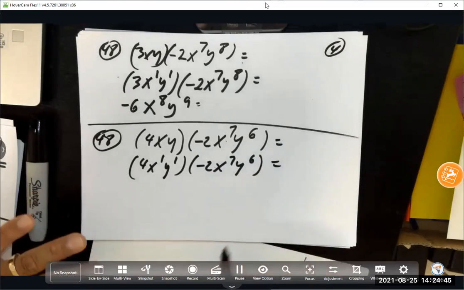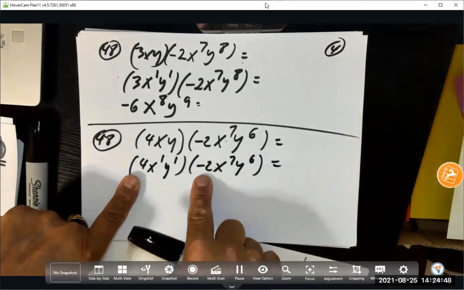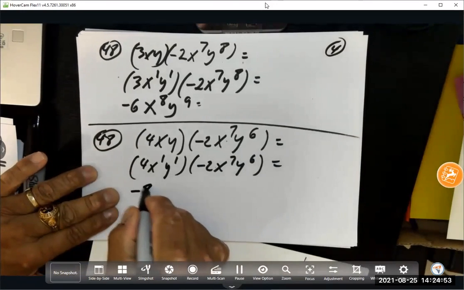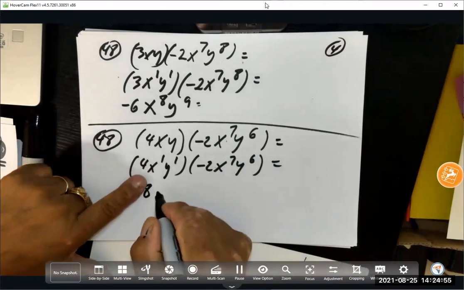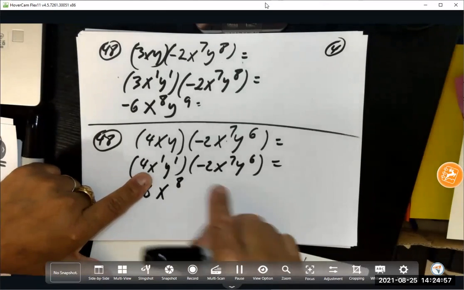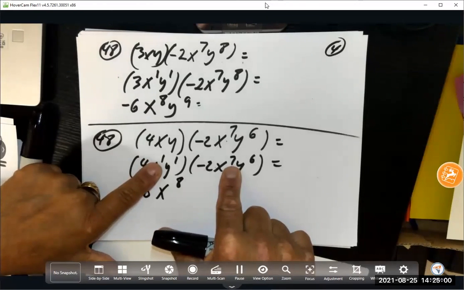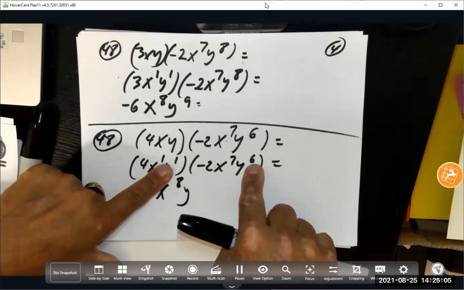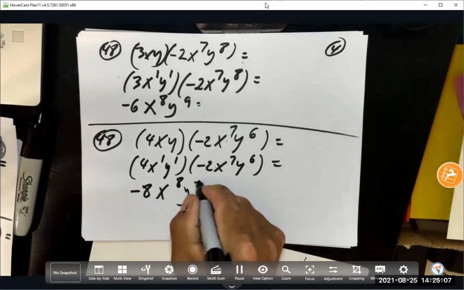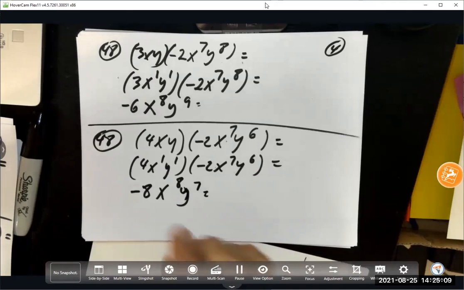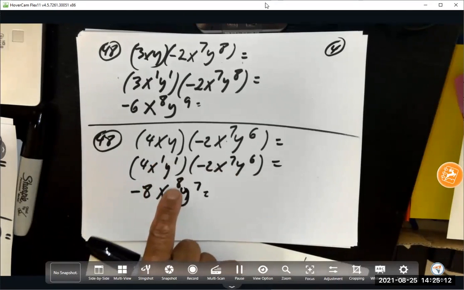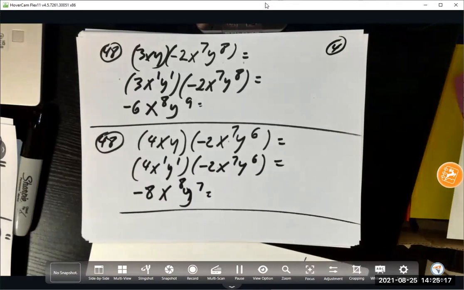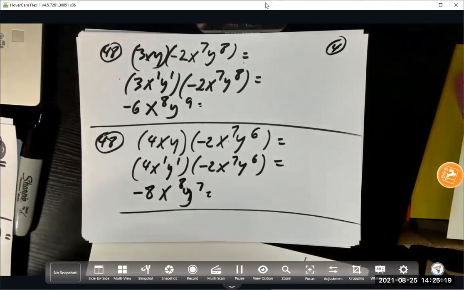All right, since I am multiplying, you got to add the powers. Well, first thing, what's 4 times negative 2? Negative 8. So it'll be negative 8x to the 8th power. How'd you get the 8th power? You add the powers, 1 and 7. And then what about the y's? y to the 7th power. So she said 1 and 7 is 8, and 1 and 6 is 7. Is that okay? Yeah. So we're okay with number 48?